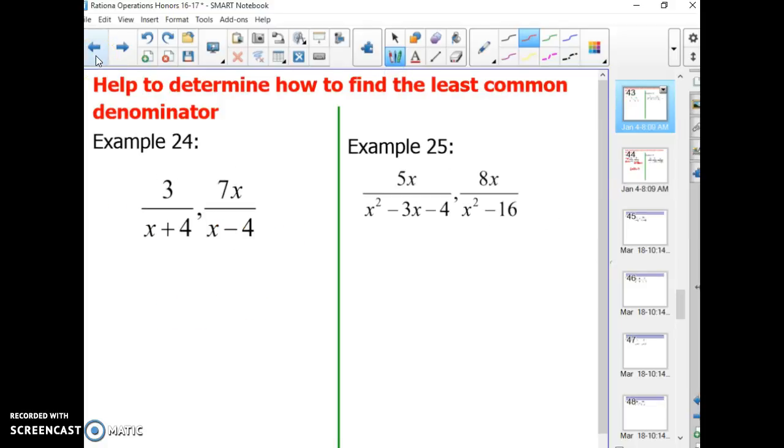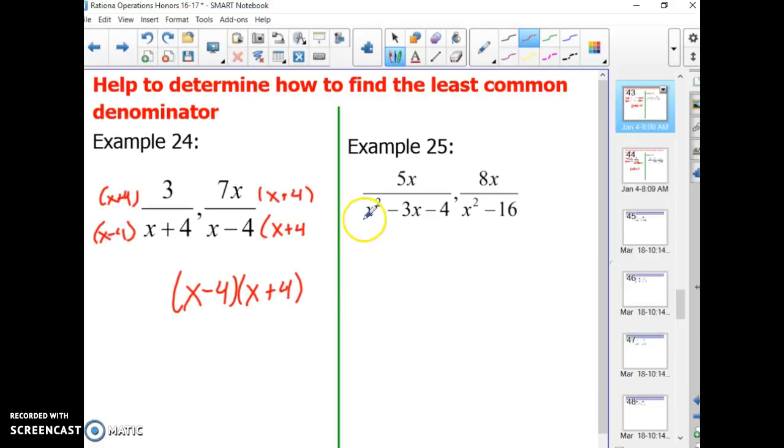So get a common denominator, x plus 4, x minus 4. If this has a plus 4, I need to get an x minus 4 to match it. So if this is an x minus 4, this is an x plus 4, and I've got to do it to the top and the bottom, right? So x minus 4, x plus 4 is the common denominator.